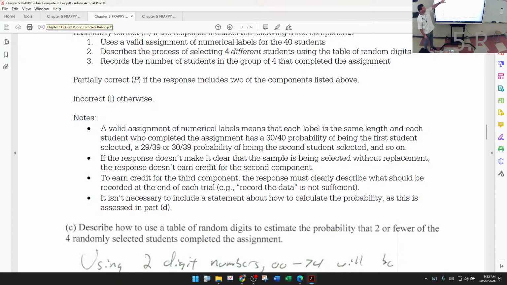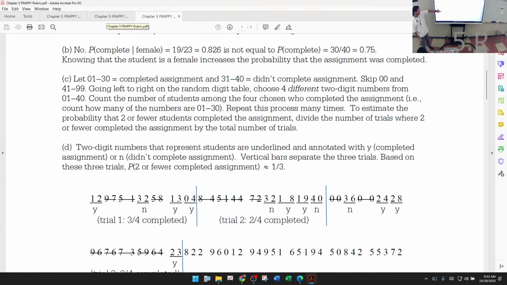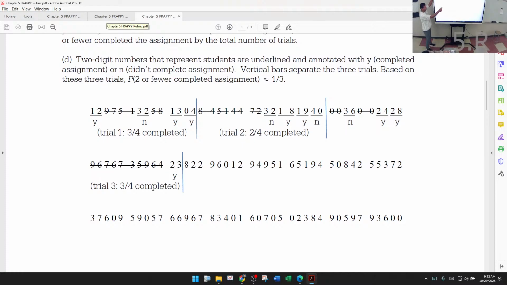All right, now, this is the way that they wanted you to carry this out. 12 would be somebody that completed the assignment. 97, I have to skip. 51, I have to skip. 32 didn't do their homework. 58, I have to skip. 13 did. 04 did. So that time 3 out of 4 did, which is 75%. That should be right.